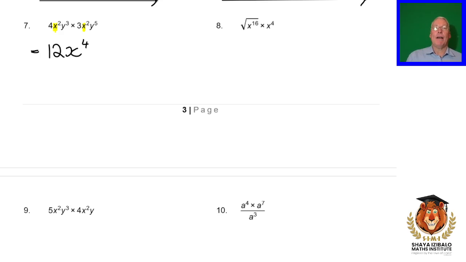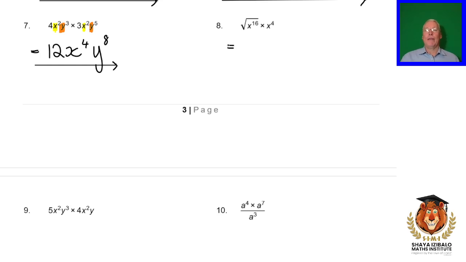Here, we've got the same base. We've got a y, 5 y's multiplying together, and another 3 y's multiplying together. How many y's are there altogether multiplying together? There are 8. 5 plus 3. And that's how we write that. Okay. Now, let's have a look at this one.